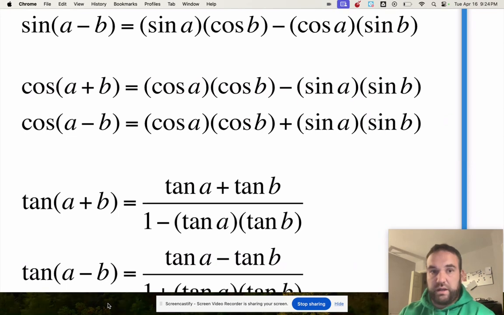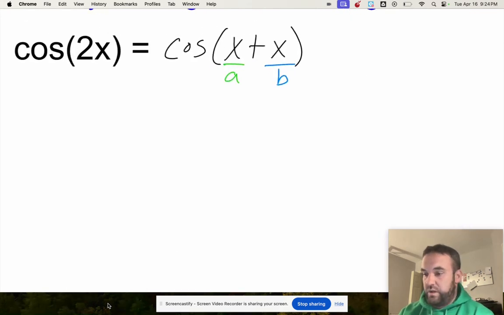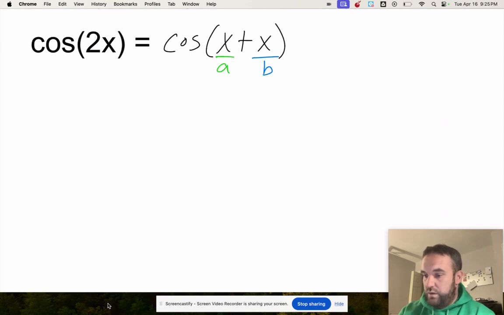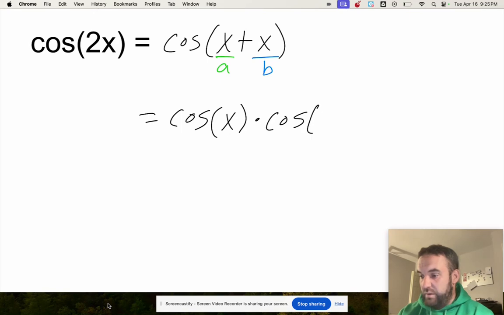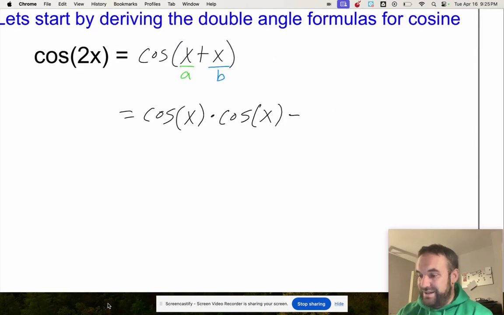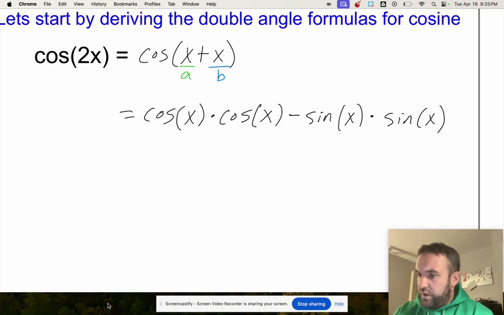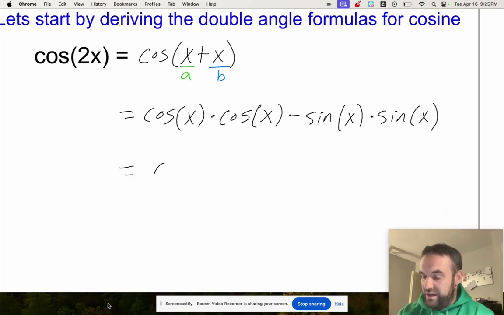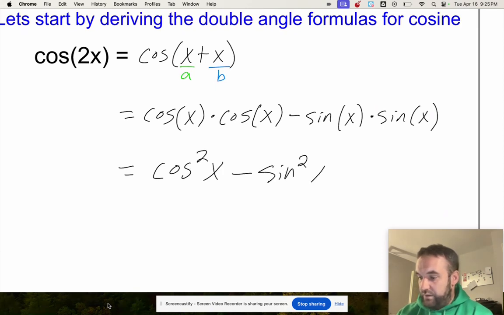So I'm going to jump back here. Cosine of 2x is equal to cosine of A times cosine of B, but both of those are x's, minus sine of A, which is x, times sine of B, which is also x. Oops, there's a multiplication, not a subtraction there. So with our newfound knowledge of this sum formula, I can say that this is equal to cosine squared of x minus sine squared of x.